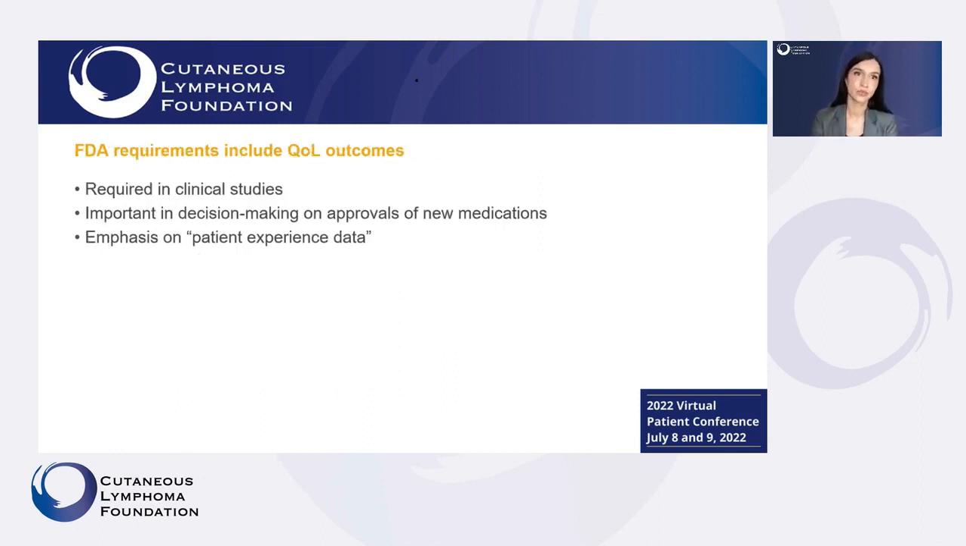So it makes sense why we as doctors care about quality of life in a clinical setting, because we care about our patients. But the question becomes, why do we have to think about it in such a scientific way? Why do we need all of these structured studies about it? And really, this does go beyond just us wanting to improve outcomes for our patients. It's actually something that the FDA now requires as part of clinical studies, and it's something that they look at very carefully when they're thinking about approving a new medication.